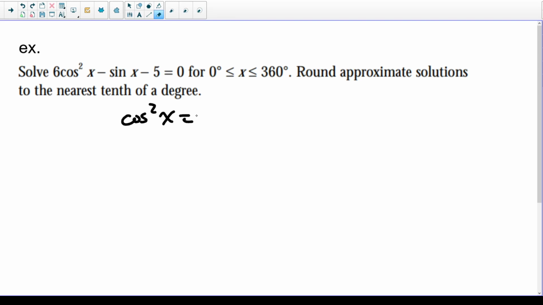What is the identity for cos squared x? And I know it's a little bit hard to type. Anybody remember the identity for cos squared x? That's right. It's 1 minus sine squared x. Now, why am I thinking that? Because if I change this to 1 minus sine squared x, now I only have sines involved. So let's look at what it would look like.